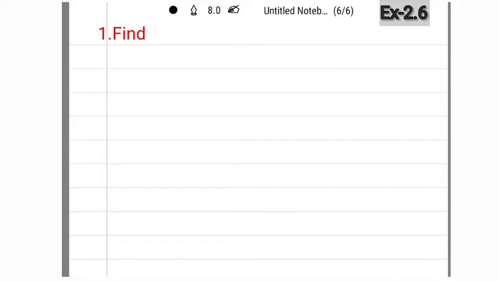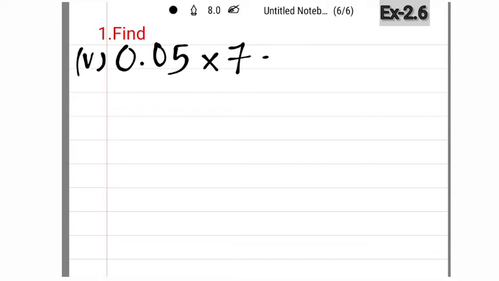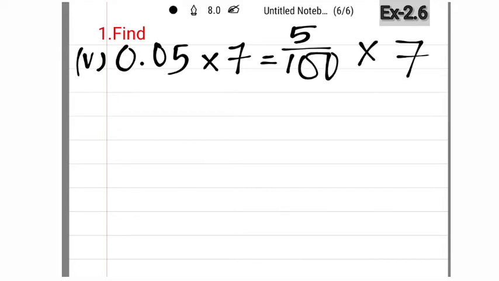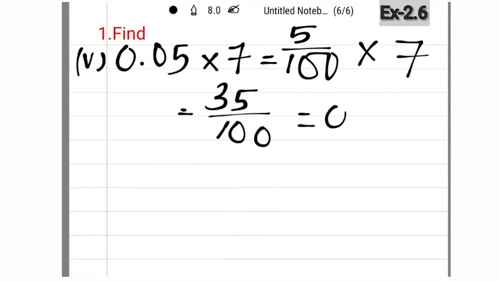Now come to your bit number V. 0.05 into 7. 0.05 will become 5 by 100 and into 7. Now multiply both the numerators. 7 fives are 35, and the denominator will remain the same, that is 100, and when it is converted into decimal we will get 0.35.